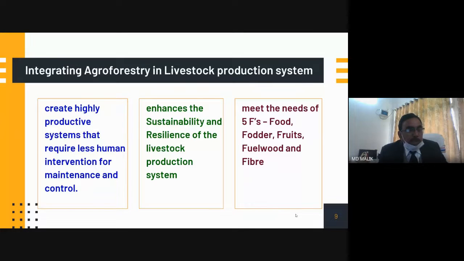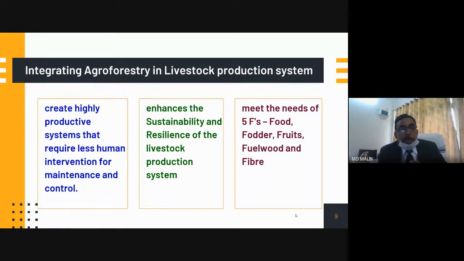So when we integrate agroforestry into a livestock production system, we create a highly productive system that requires less human intervention for maintenance and control. So this is what we are thinking on that aspect. Then we enhance the sustainability and resilience of the livestock production system.